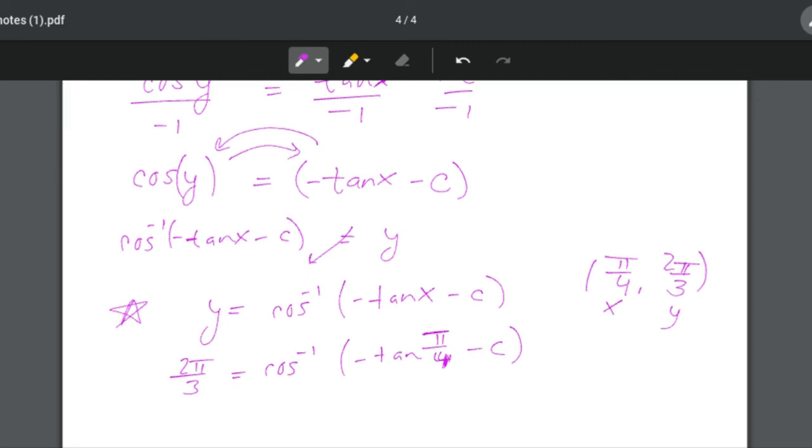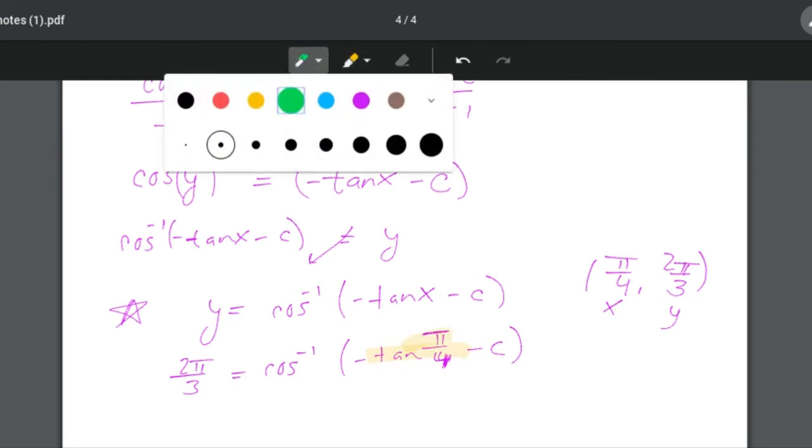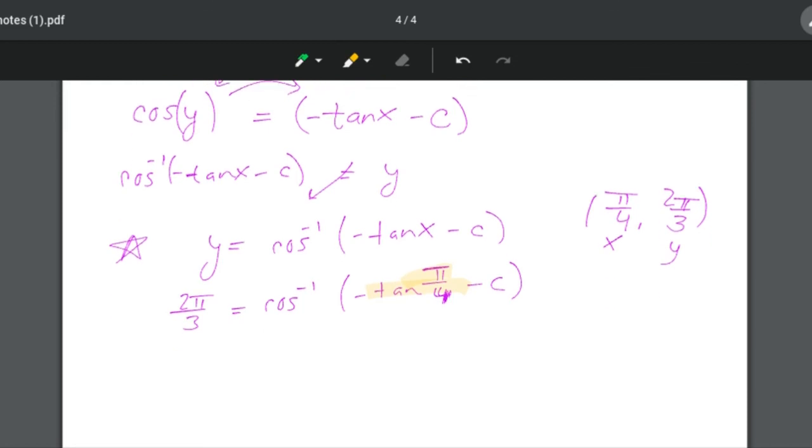All right, we have to solve for c in this case. So let's just start simplifying anything we can. I think you guys know tan of pi over 4. The tan at pi over 4 is really just 1. So we've got 2 pi over 3 equals inverse cosine of negative 1 minus c. And from here, it kind of looks like we're stuck. You know, you can't do negative 1 minus c. Can't do much in this format.